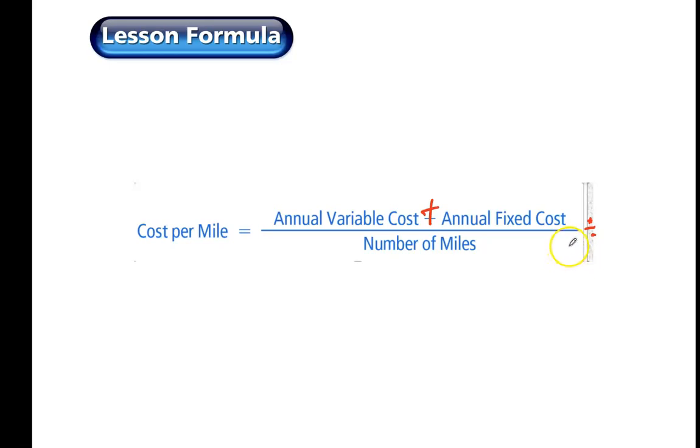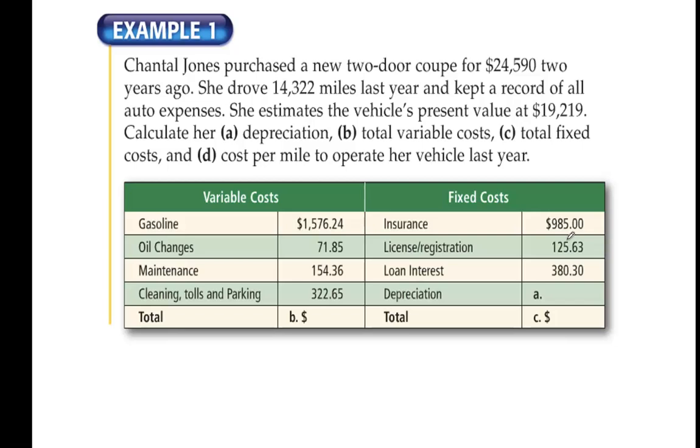Now, one thing that I noticed, this is a great problem to look at first, because it has some of the things that I want you to know. Variable costs, here are some examples, because this might come up. Fixed costs, here are some examples. Variable costs would be gasoline, oil changes, maintenance and cleaning, tolls, and parking. So we would have to add that up. If you added that up, you'd get 2,125.10.